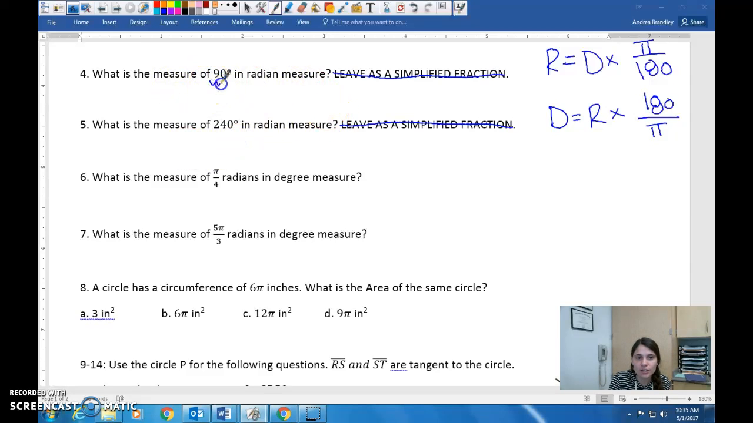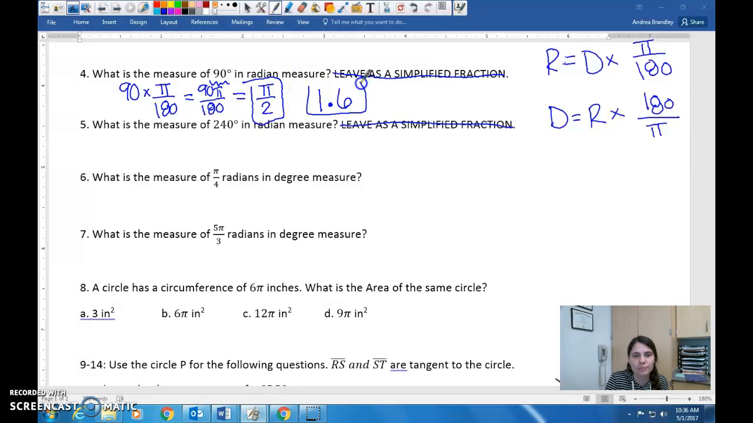So if we have 90 degrees and we want it in radians, I'm going to use the radians formula, which is 90 degrees times pi over 180. So if I wanted to leave it as a fraction, I would just do it a step at a time. So 90 times pi, I have 90 pi over 180. And 90 over 180 simplifies to 1/2. So this just simplifies to pi over 2. But if you wanted it in decimal form, then you could just enter it right in your calculator from the very beginning, and you end up with about 1.57 or 1.6. So either of these answers are acceptable.